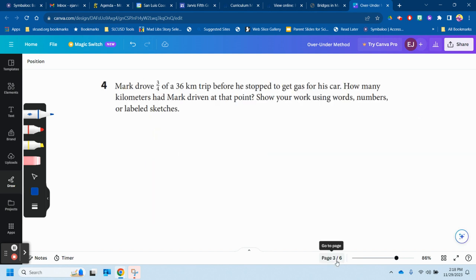Mark drove 3/4 of a 36-kilometer trip before he stopped to get gas in his car. How many kilometers had Mark driven at that point? Show your work. Okay. So 3/4 of.